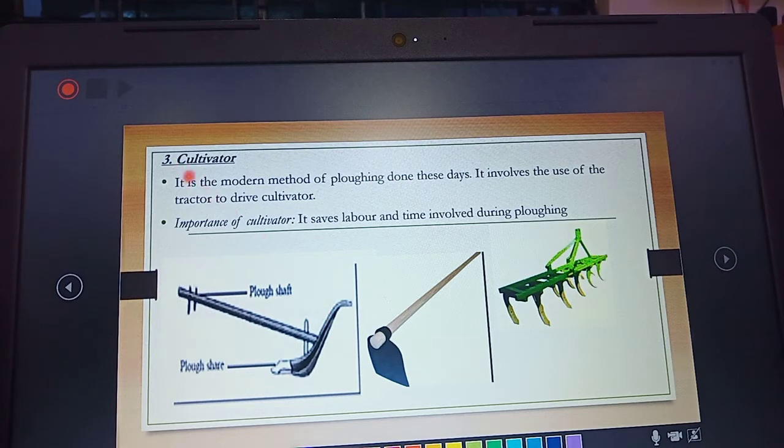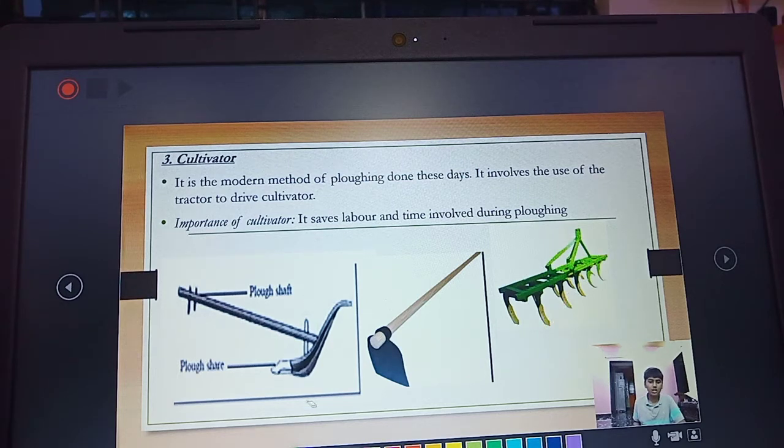Now let's see the modern method of plowing. It is a modern method of plowing done these days. It involves the use of a tractor to drive it. Now the instrument looks like this and it is attached to a tractor and then it is used.